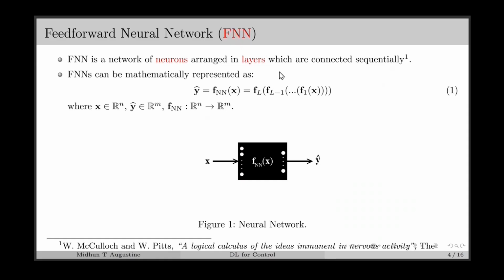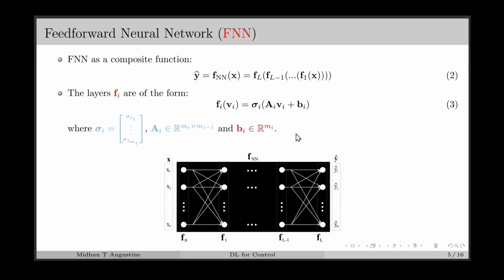A feed-forward neural network can be mathematically represented as in equation 1, which is basically a composite function containing L layers, where F1, F2 till FL are the layers of the neural network. And X is the input to the neural network, and Y hat is the predicted output. Each of these layers will contain a different number of neurons.